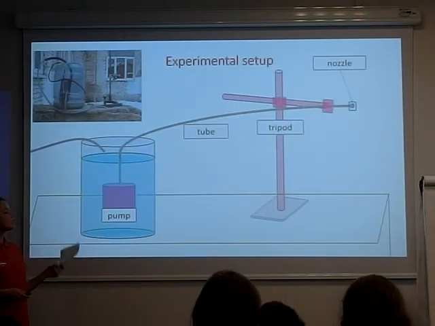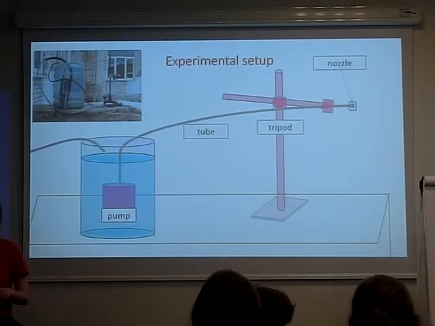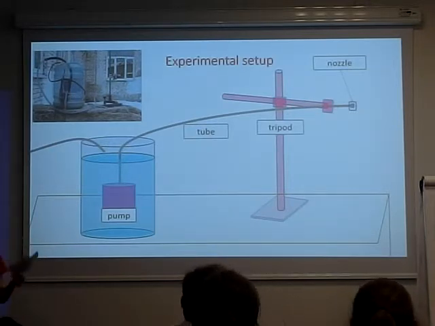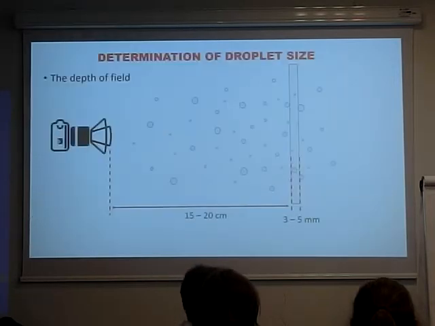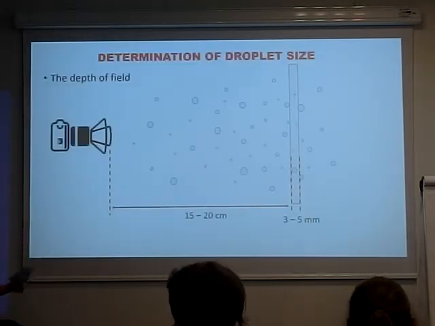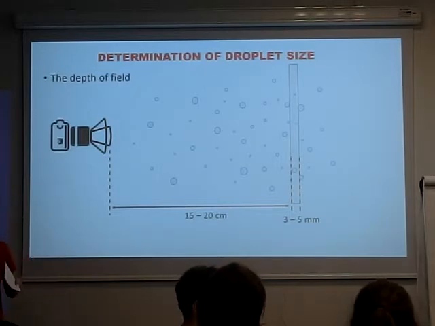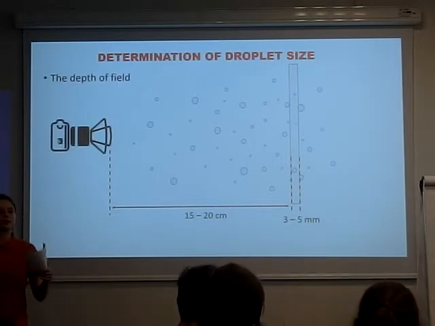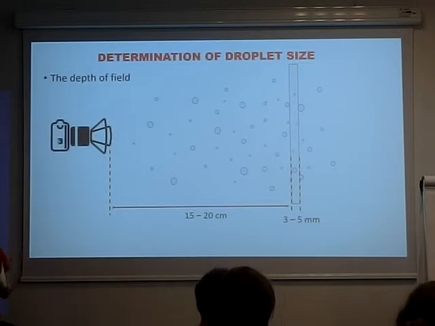So after that, we understand how to make our experimental setup. It consists of the pump, a container of water, the tube, the rod, and then a nozzle with a round aperture. So, what about fixing our experiment? We will use the camera. The diaphragm is opened as much as possible. Therefore, the depth of field will be reduced as much as possible.